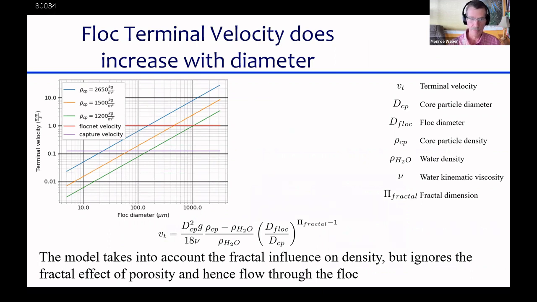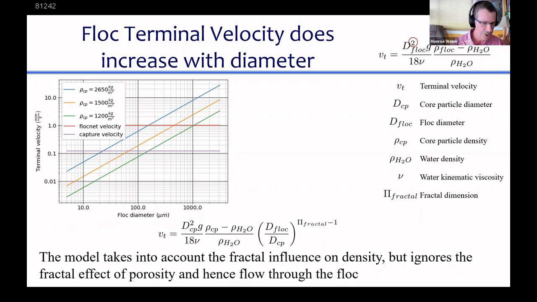So here's the terminal velocity of different flocks as a function of size and as a function of the density of the core particle. The blue line is a clay particle with a core density of 2,650 kilograms per meter cubed. As the flock increases in diameter from, say, 5 micrometers up to 1,000 micrometers, up to a millimeter, where we can easily see it, the terminal velocity does increase. And it might increase up to 10 millimeters per second. So that's cool.